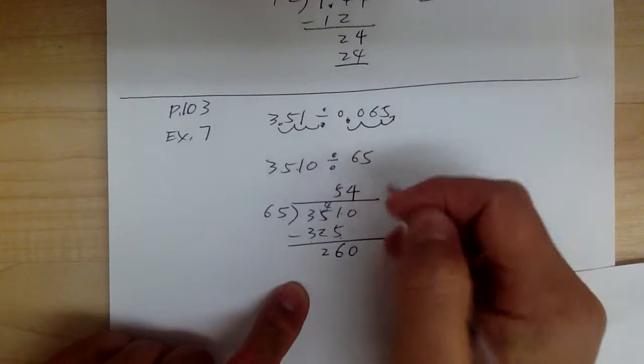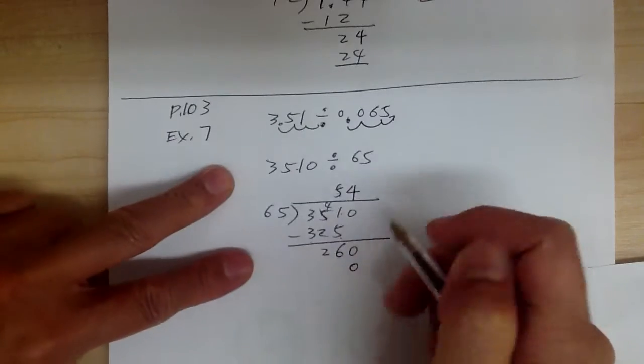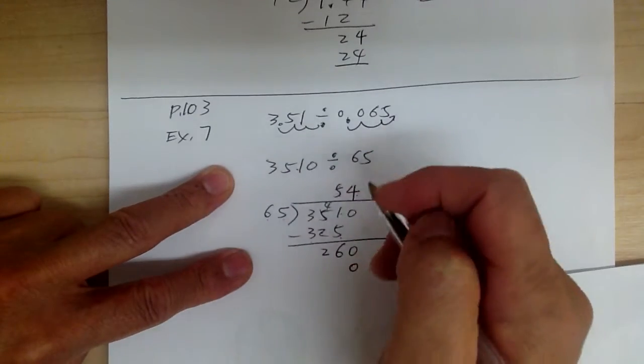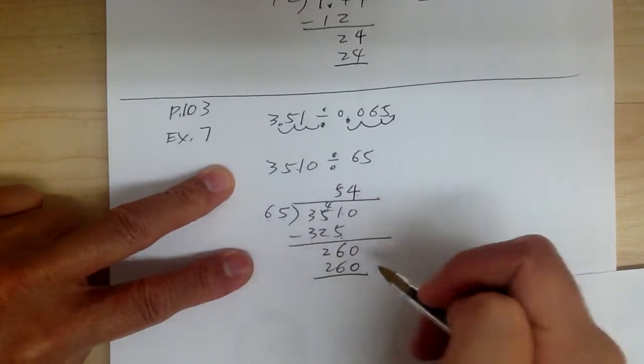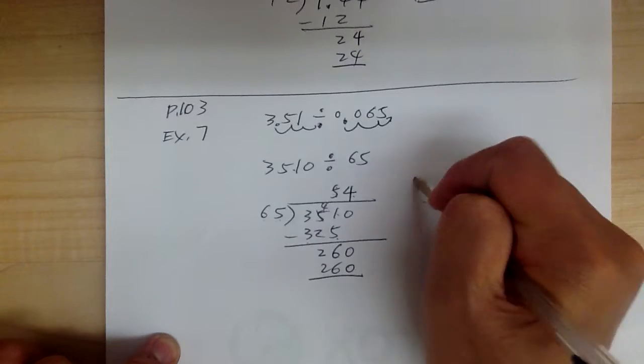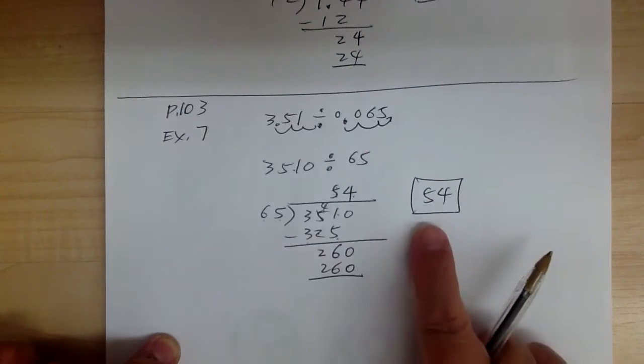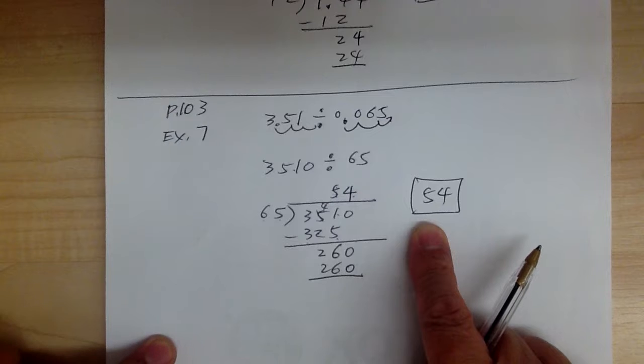So 4. So 4 times 5 is 20, carry 2. 6 times 4 is 24 plus 2 is 26. Oh, come on, exactly. So the answer would be 54. Okay. Again, remember to box your answers. Okay, box your answer.